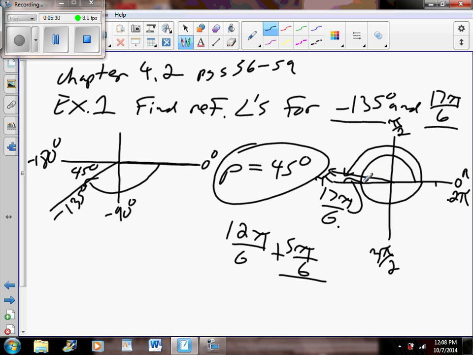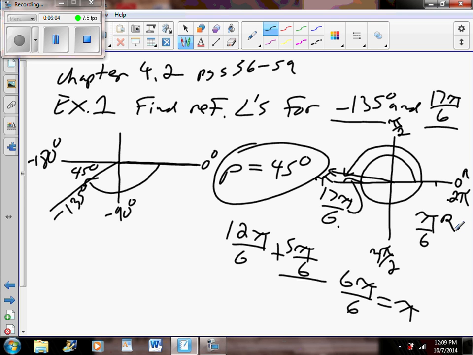All right. Now, at 17 pi over 6, I had to go a further 5 pi over 6 units past 2 pi. So how many radian units am I off of the x-axis? It would take 6 pi over 6 units to equal pi, wouldn't it? So I'm 1 pi over 6 short. I am pi over 6 radians off of the negative x-axis.